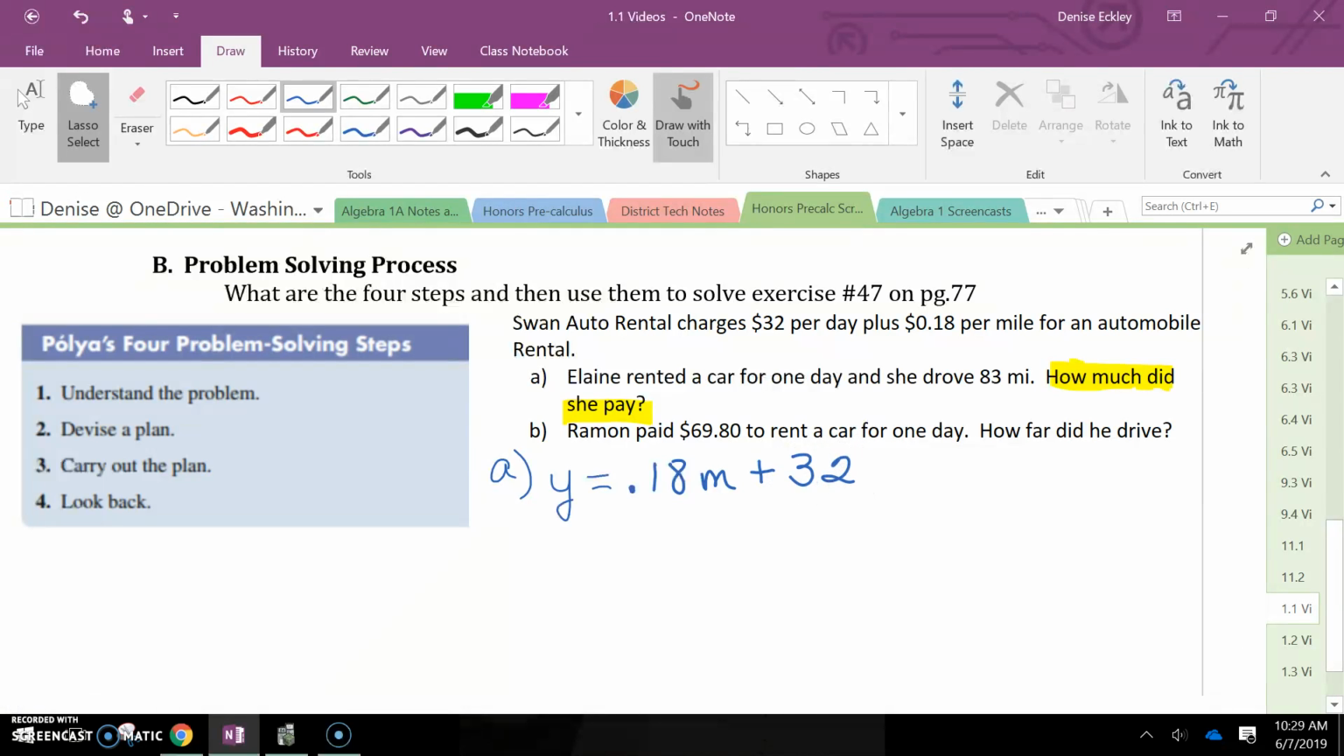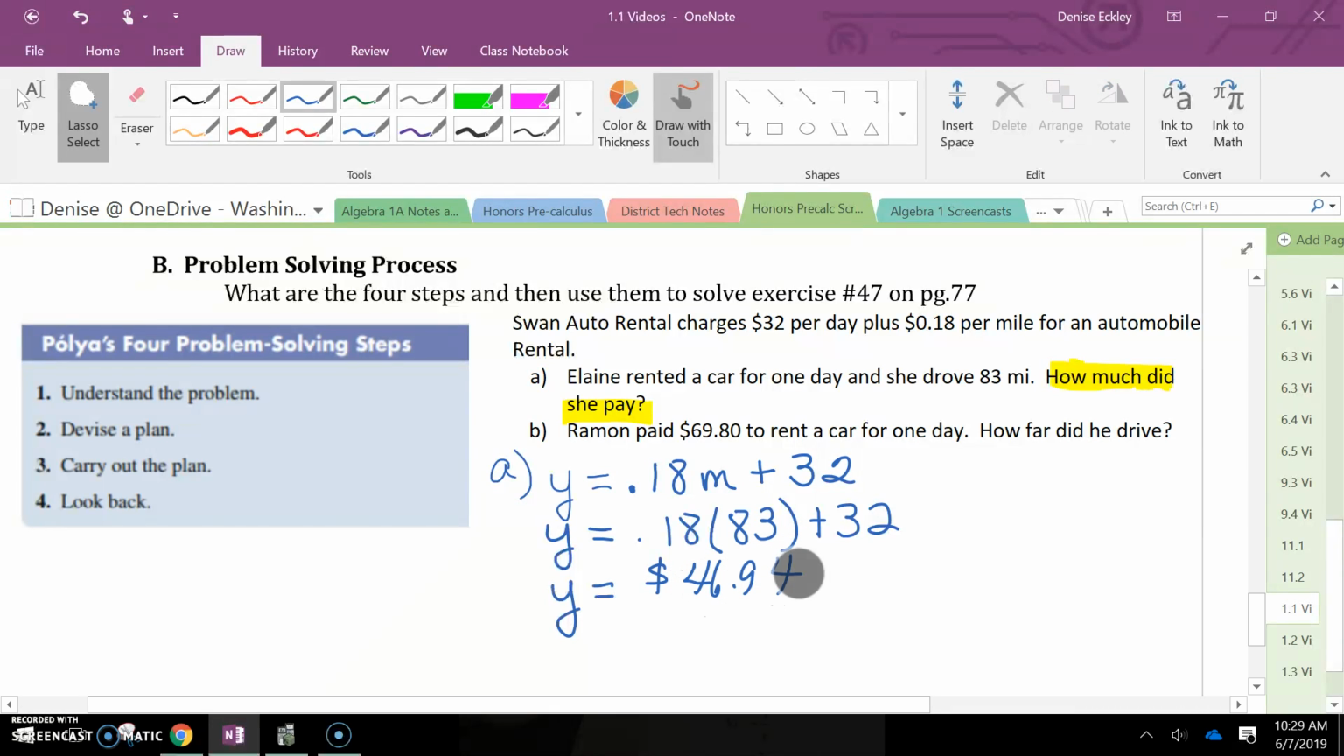So now I can substitute in. So I have the 0.18 times my 83 miles and then my $32. And so I know that for 1 day, Elaine was charged $46.94. So as I've said in earlier videos, you want to make sure that you look back, you make sure you've answered the problem, and you give a definitive answer.